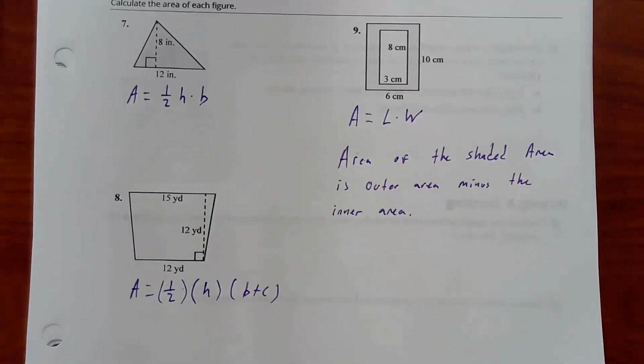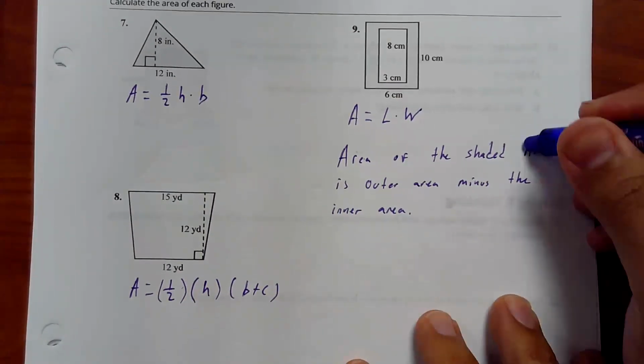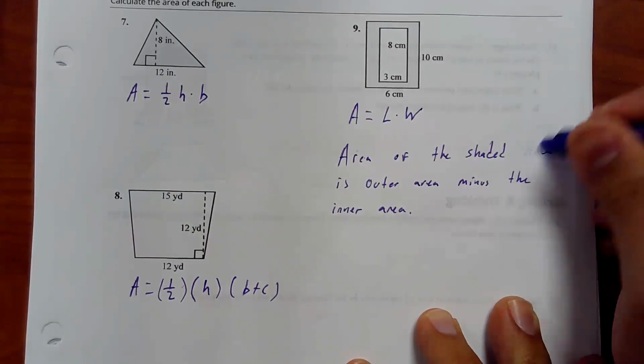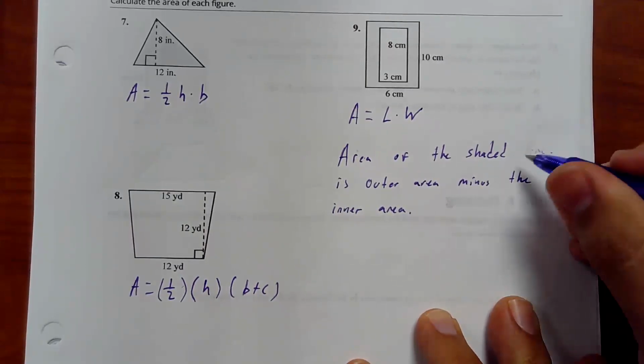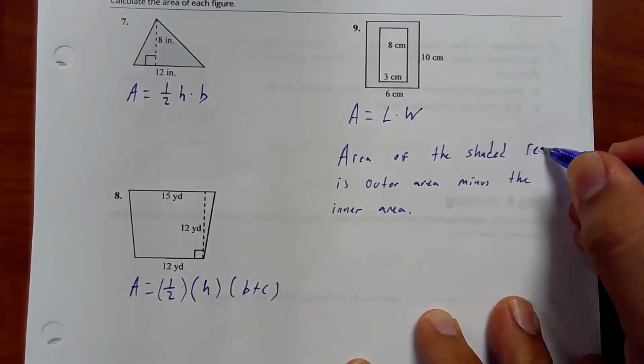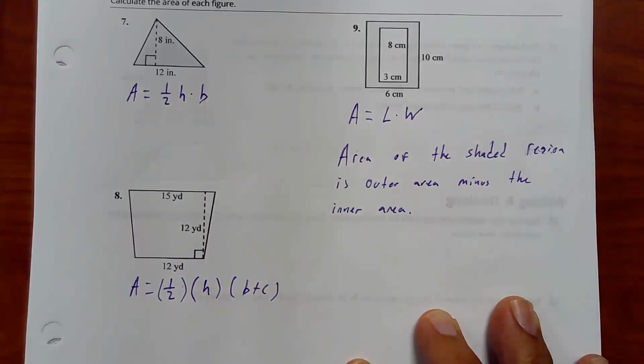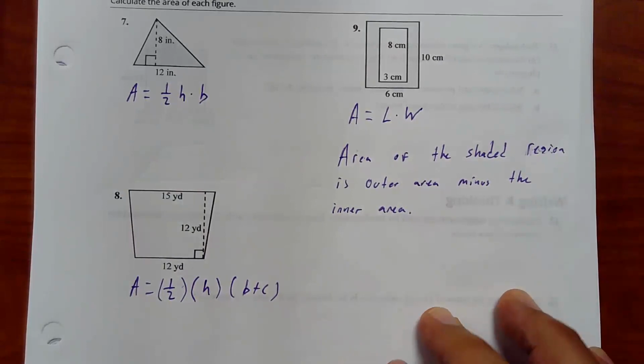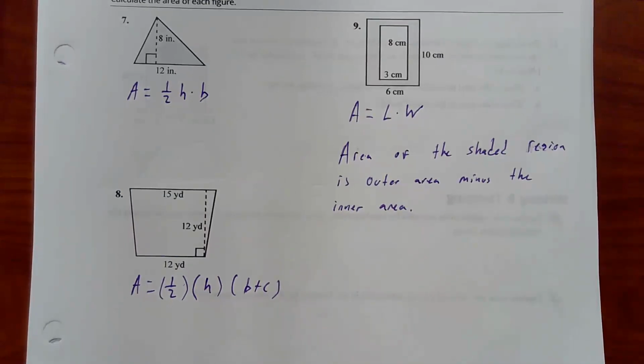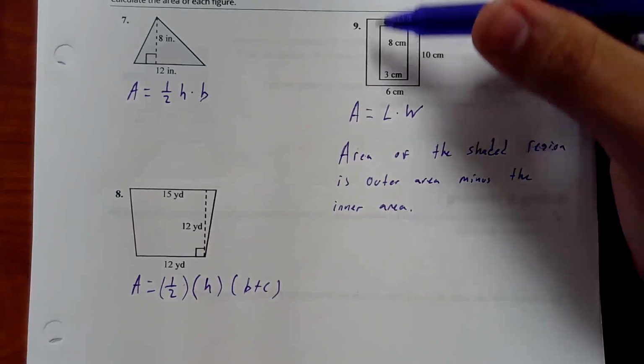All right, so writing down what I just said: area of the shaded area, or I should say region, so it doesn't sound strange. Area of the shaded region is the outer area minus the inner area. So just find the big rectangle minus the little one. That's it. So what's the area of the big one?